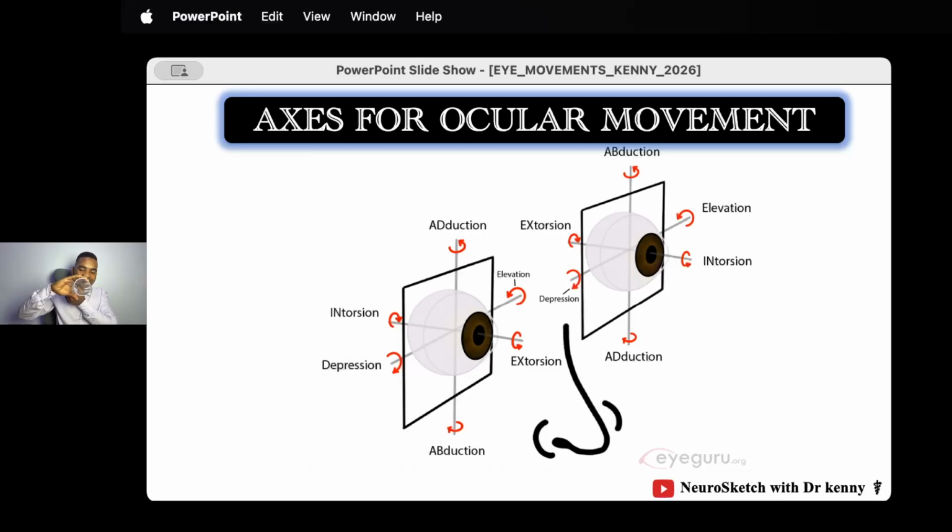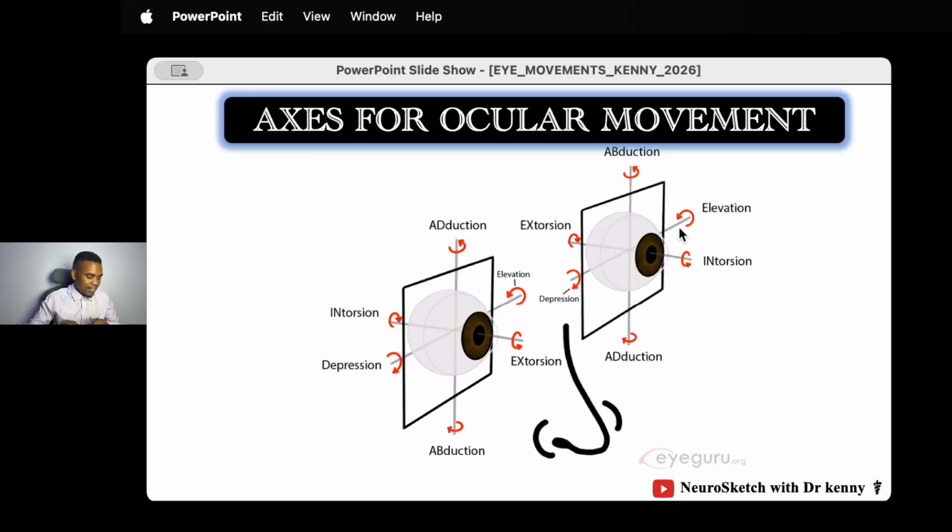So when it rotates laterally, it is called extorsion or excycloduction. We're going to discuss it, of course. And when it rotates medially, like turning medially, it is called incycloduction, also known as intorsion.